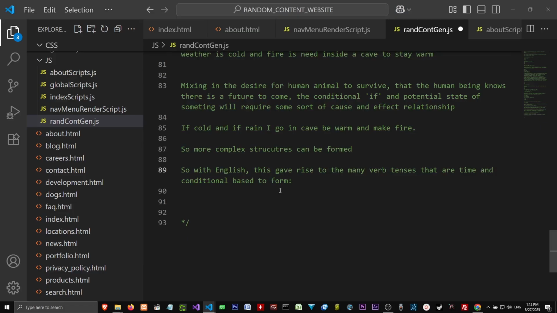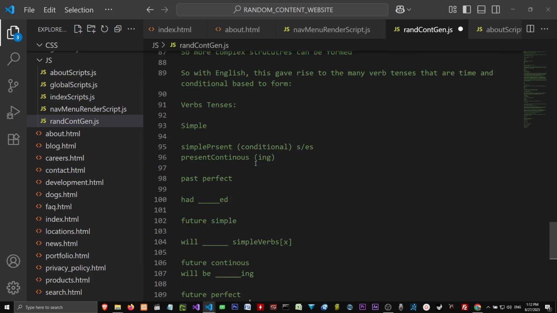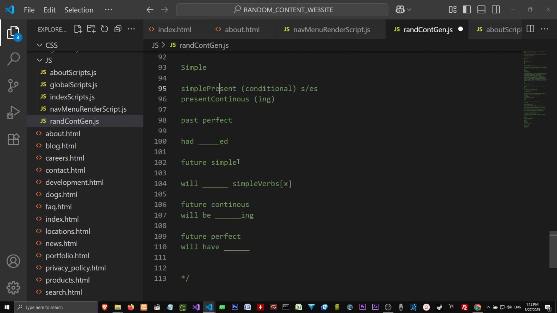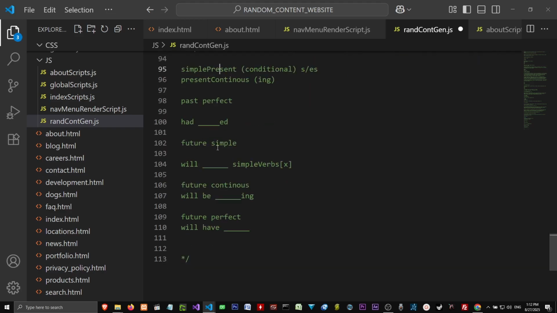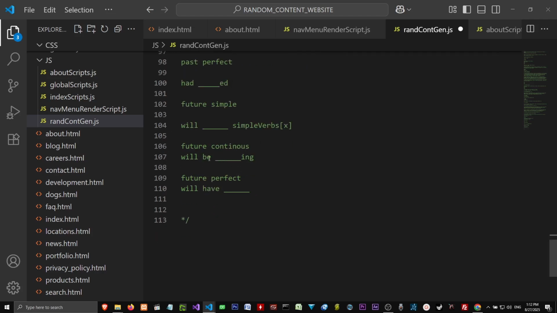So in the case of English, this gave rise to the many verb tenses that are time and conditional based forms. So the verb tenses, we have simple present, conditional, which is the S or ES. We have the present progressive or present continuous, which is the ING. We have the past perfect, which is when you get into had, ed, and then future simple, will eat, will sleep. The future continuous, will be eating, will be hunting, and future perfect, will have been, will have done, right? Will have slept, will have farmed.